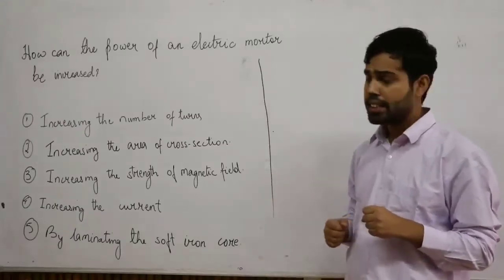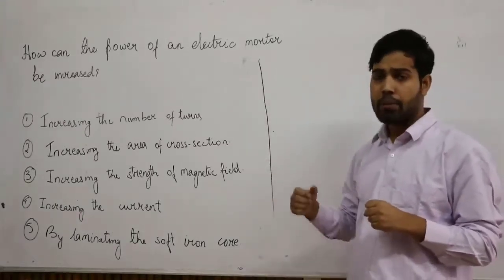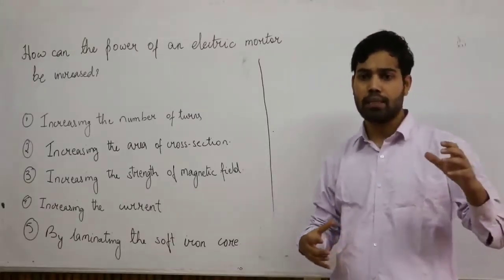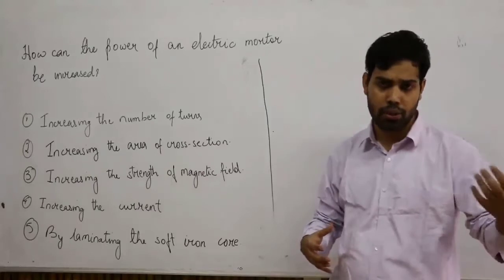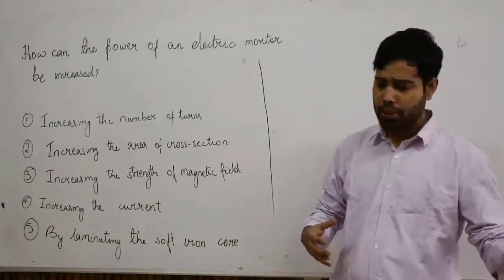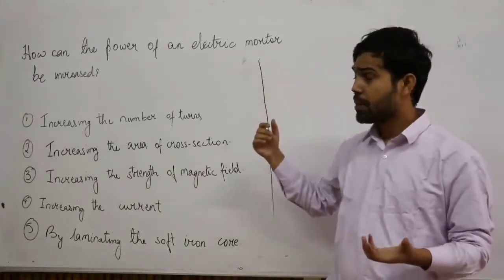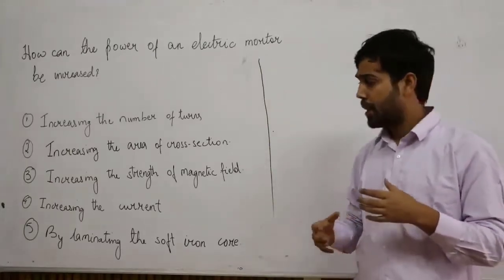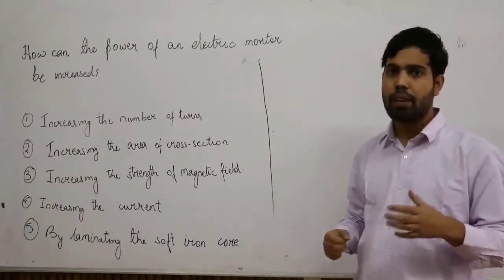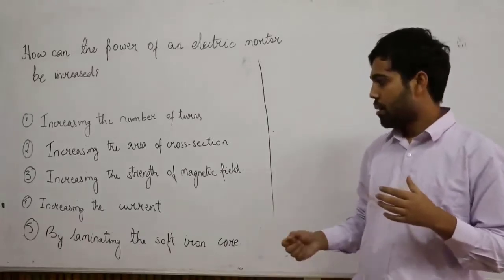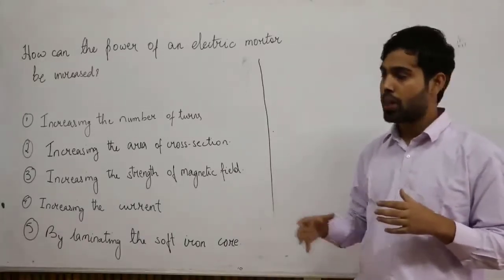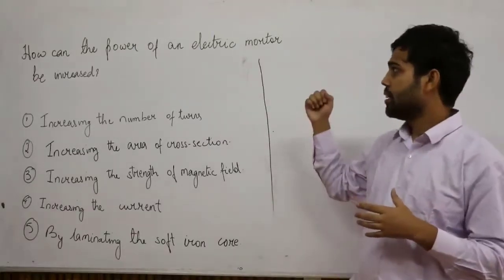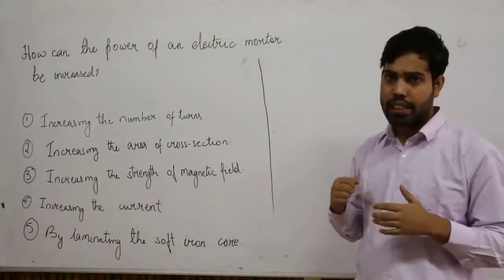Then by increasing the strength of magnetic field. I am using a particular magnet. If I replace this magnet with another magnet which has more strength, the magnetic field is more, the power of the electric motor will increase. Also I can do this by increasing the amount of current flowing through the coil, or by laminating the soft iron core. I am using a soft iron core. When I laminate it, the power of the electric motor will increase.